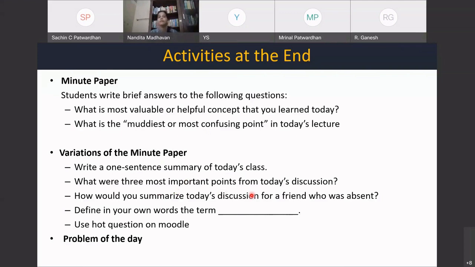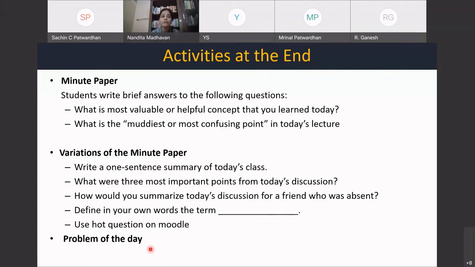How would you summarize the discussion for a friend who was absent, or define in your own words some term that was used in the class. I've also used the hot question on Moodle instead of the minute paper, where people can write what was a burning issue. And then students have the option of upvoting a particular question.